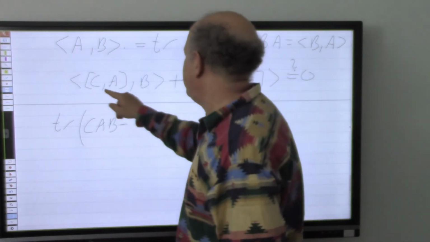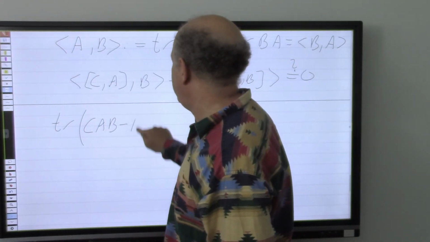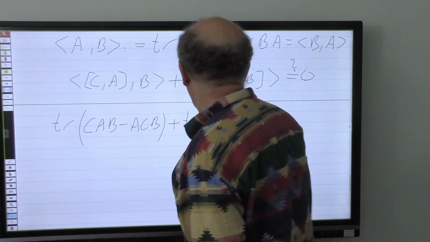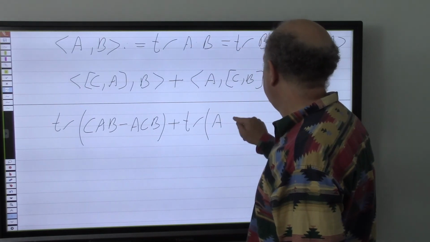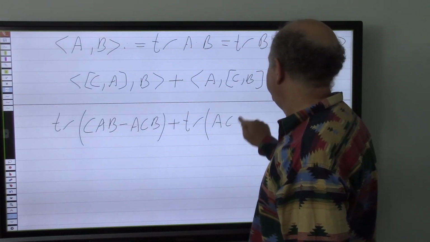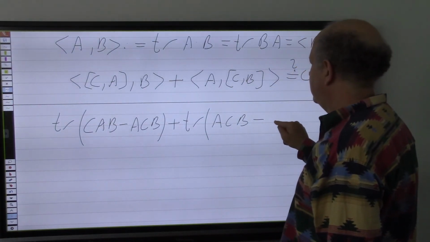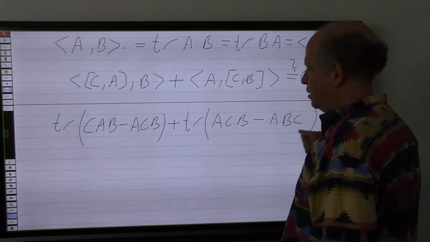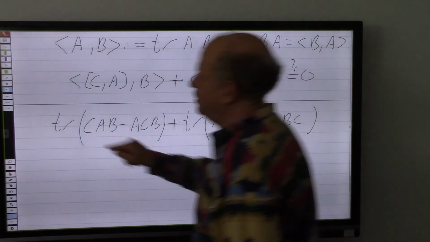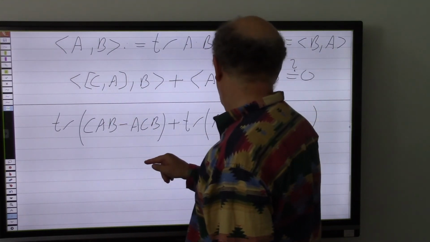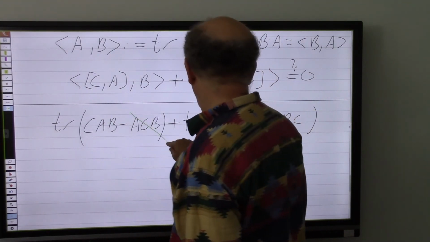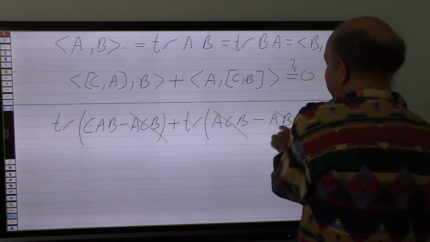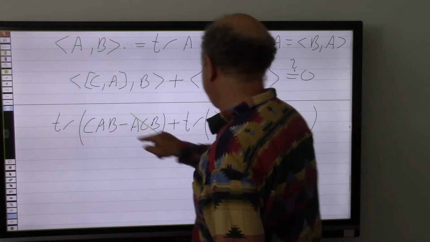But I think this is fine. So the trace of CAB minus ACB plus the trace of ACB minus ABC, and let's see here, the ACB cancels the ACB, the ABC, by the cyclic property of the trace, cancels the ABC. I think we're good.